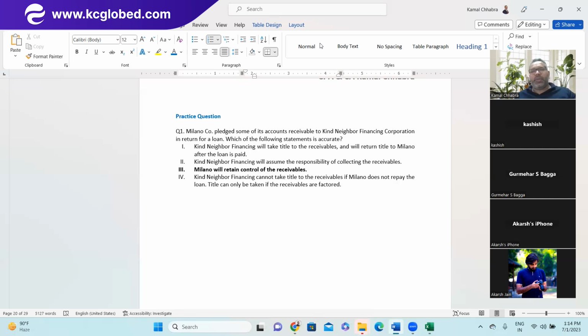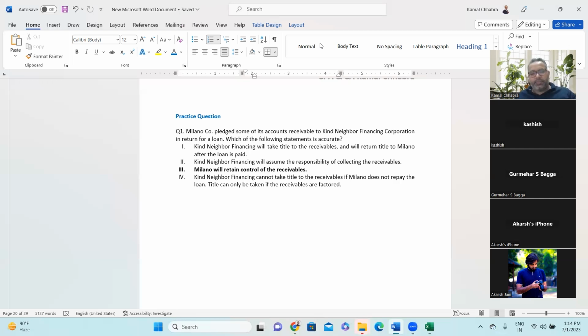Which of the following statements is correct? First one is finance company will take the title of receivable. Does the finance company take the title of receivable in case of pledge? No sir, it goes in factoring but not in this. Right? So first option is incorrect. Second is finance will assume the responsibility of collecting the receivable. Does the financing company assume the responsibility to collect? Answer is no.